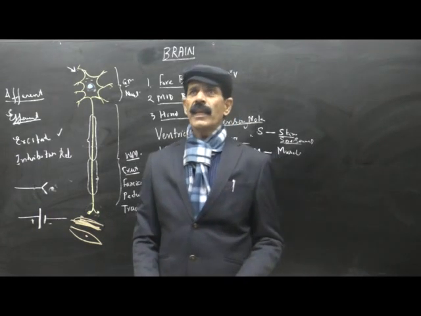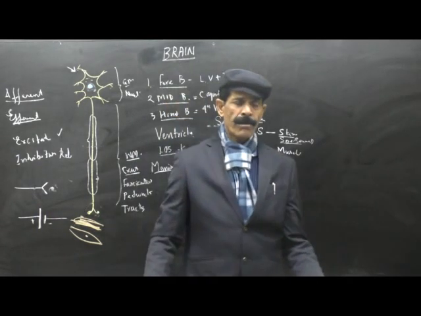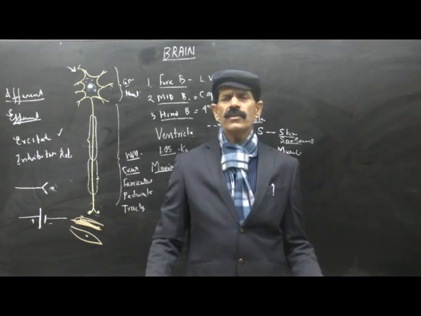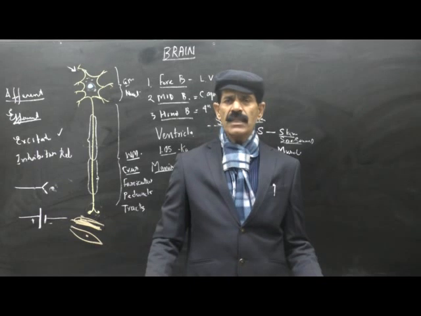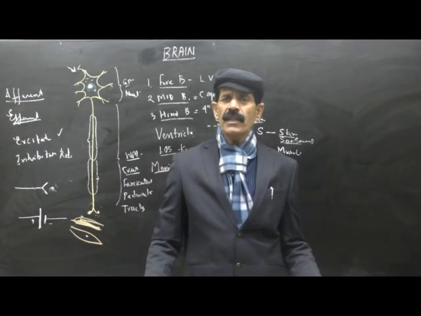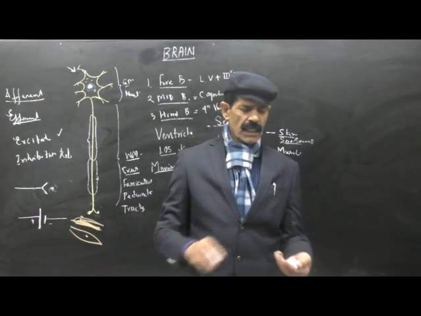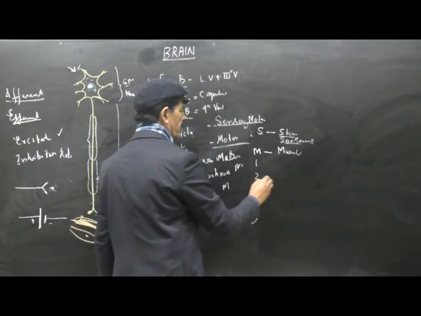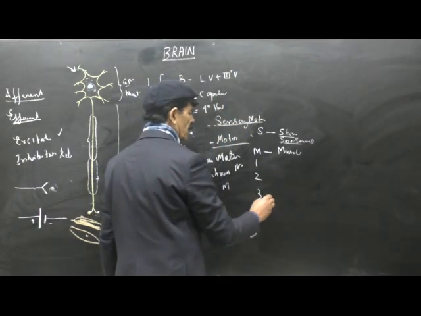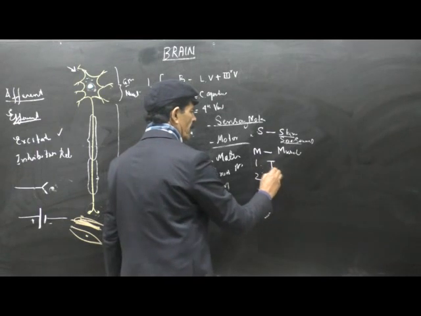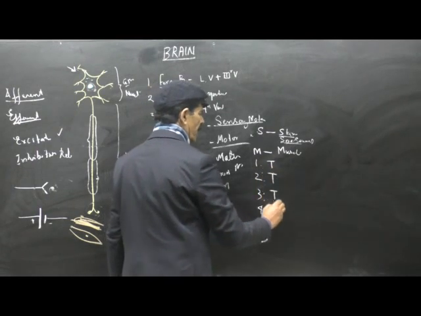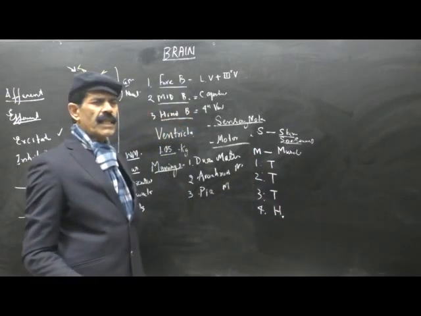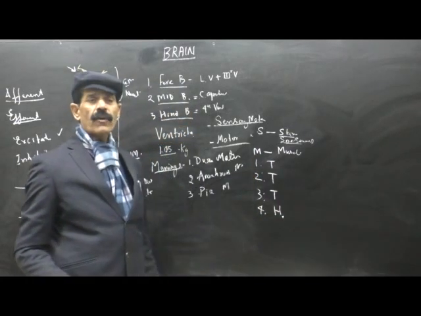Another thing about the brain is the applied anatomy. Now the brain is affected by so many causes. But any part of the brain or the central nervous system is affected by four modalities, most common, and you have to remember this abbreviation: T, T and H. First T stands for trauma.